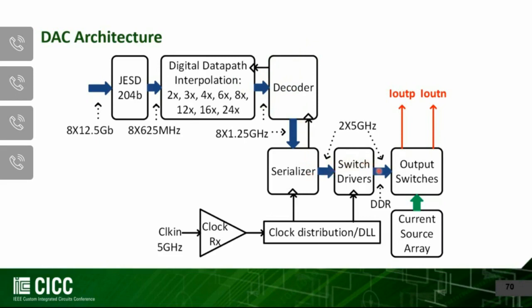The output switches update the data on both clock edges so it can perform the dual data rate that we have just learned about. Clock management and internal loops maintain lock across PVT variations. On the bottom right are the current sources that supply the desired full-scale output current.